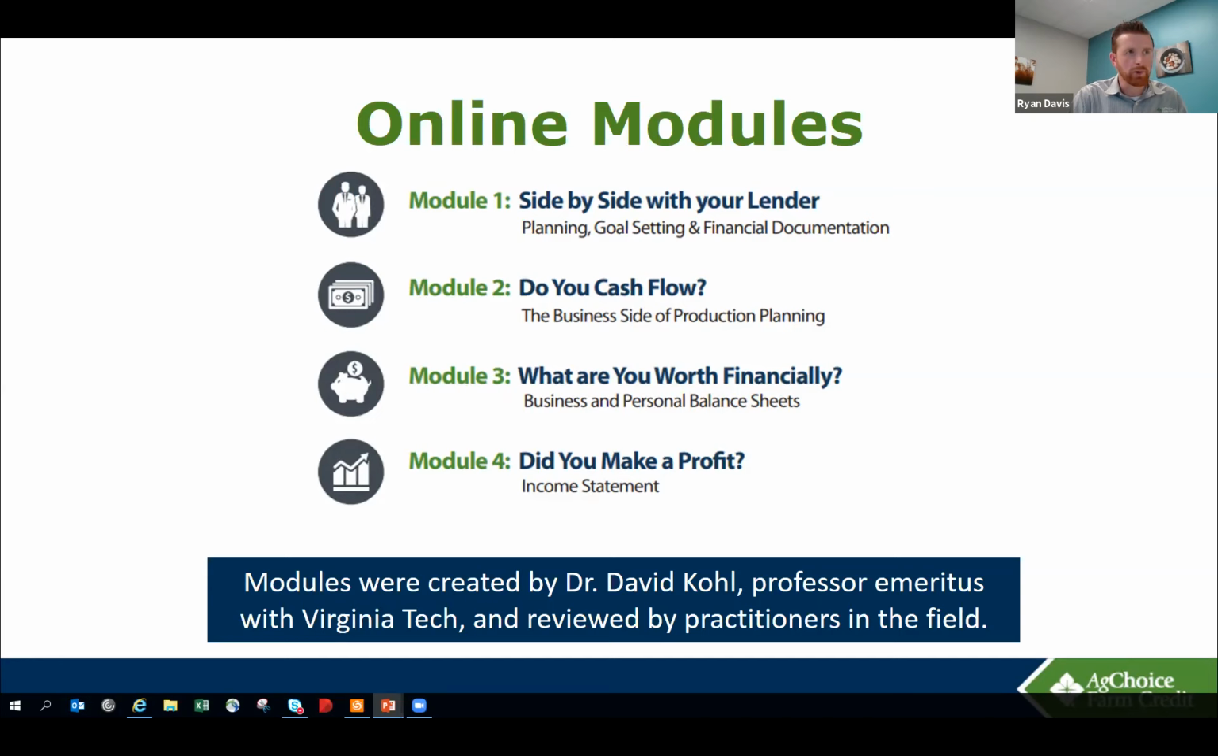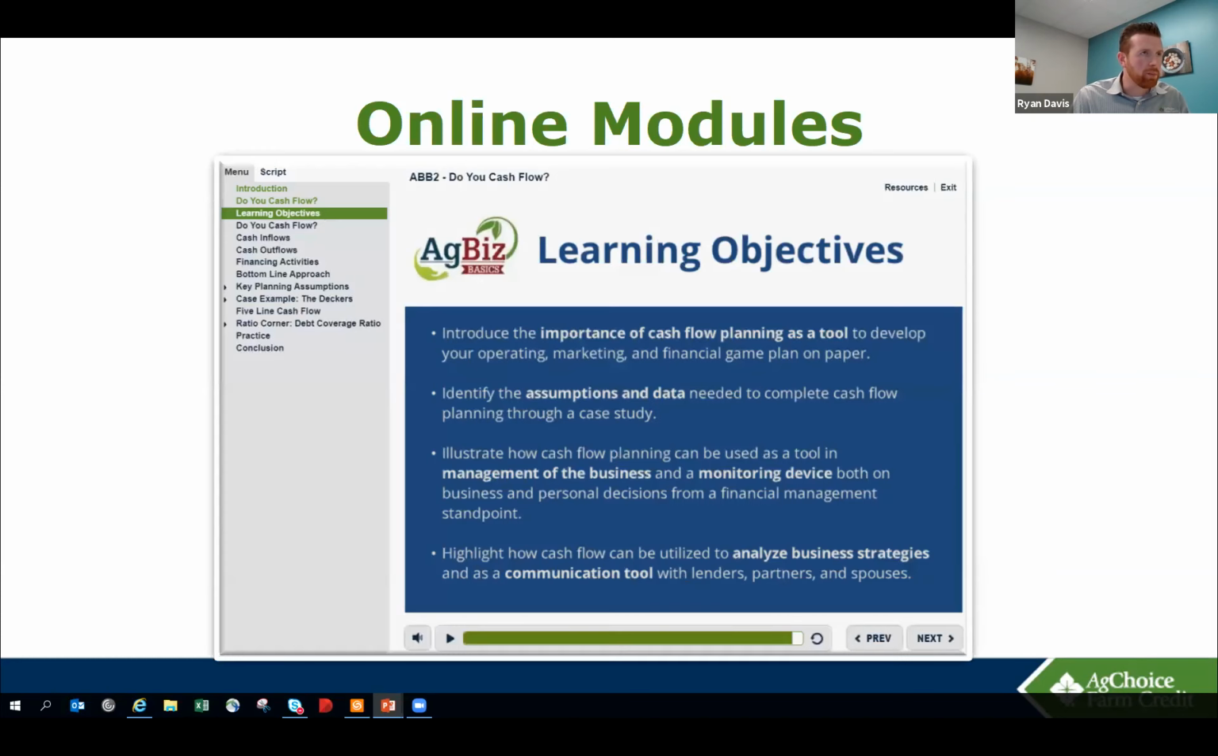These modules were created by Dr. Dave Cole. He's a professor emeritus with Virginia Tech, and we do work with him quite a bit. He's well known in the ag finance field, in particular for some of the education that he's done in that community. So here's another look at what the module looks like. This is just a visual of that.